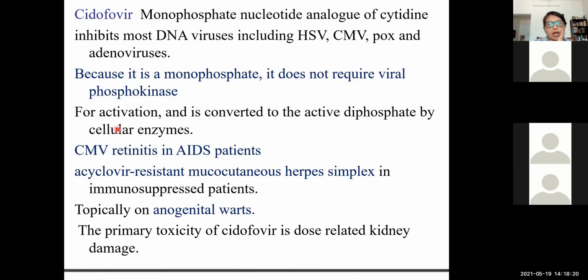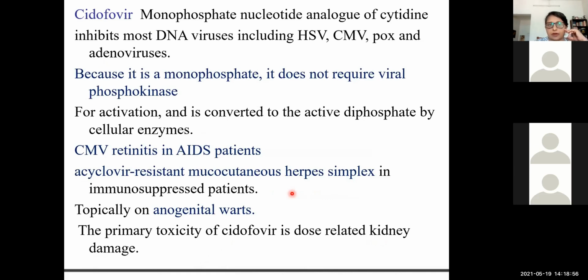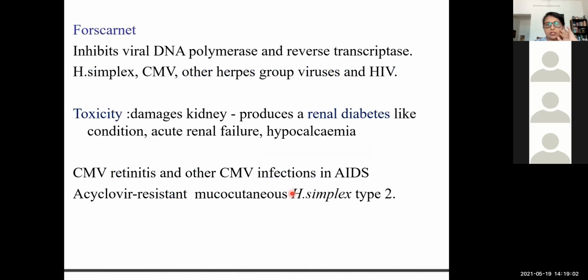So ganciclovir, valganciclovir, and cidofovir are effective in CMV retinitis. Other uses are acyclovir-resistant mucocutaneous herpes simplex and anogenital warts, but it is mainly for CMV retinitis. The primary toxicity is kidney damage. So for CMV retinitis, which are the drugs? Ganciclovir, valganciclovir, and cidofovir. But cidofovir's specialty is that it is a monophosphate, so there is no need of any viral phosphokinase.